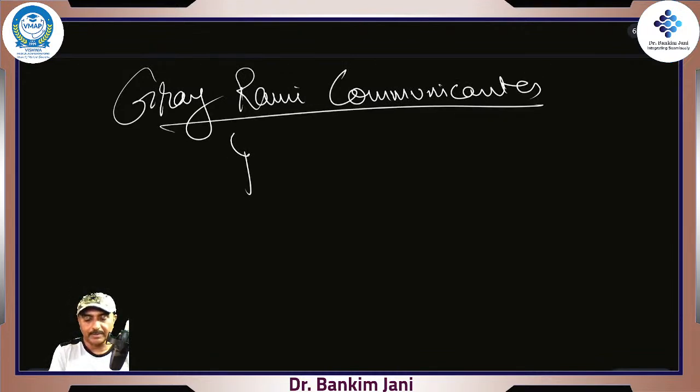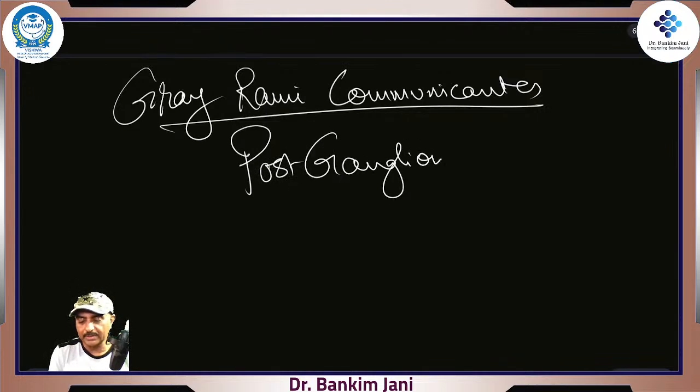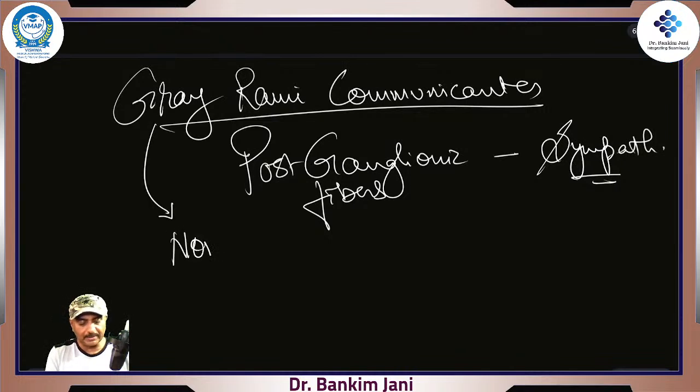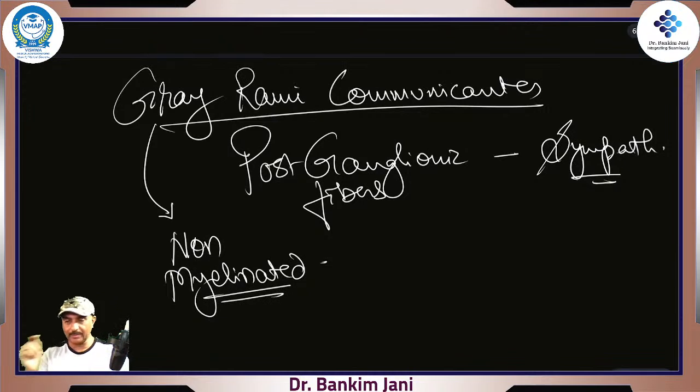In the same way, it is just postganglionic. So these are postganglionic fibers of sympathetic, so postganglionic sympathetic fibers. Why are these gray? Because they are relatively non-myelinated. So that's what we saw, how they are connecting to them.